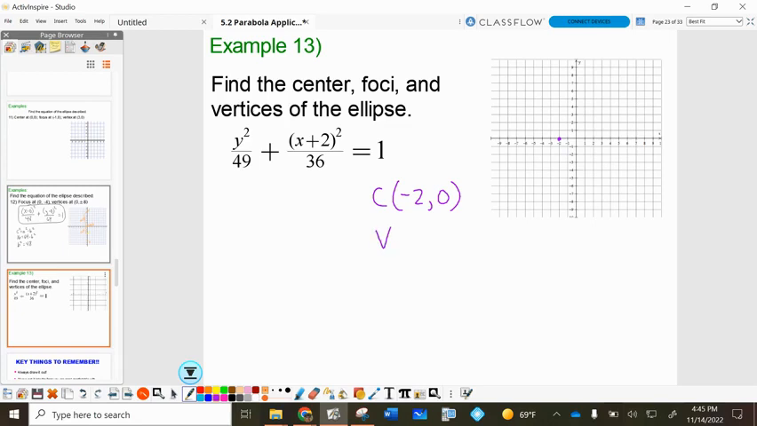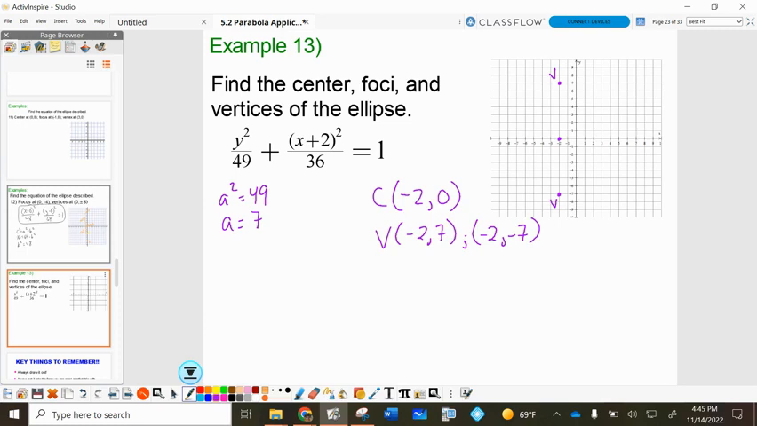The vertices. So if A squared is 49, then A is 7. So we've got plus or minus 7. So from the center, and it's in the y direction, we're going to go up 7 units to a vertex, and down 7 units to a vertex because it's under the y value. So those are going to be at -2, 7, and -2, -7. Those are two vertices, and they wanted the focus.